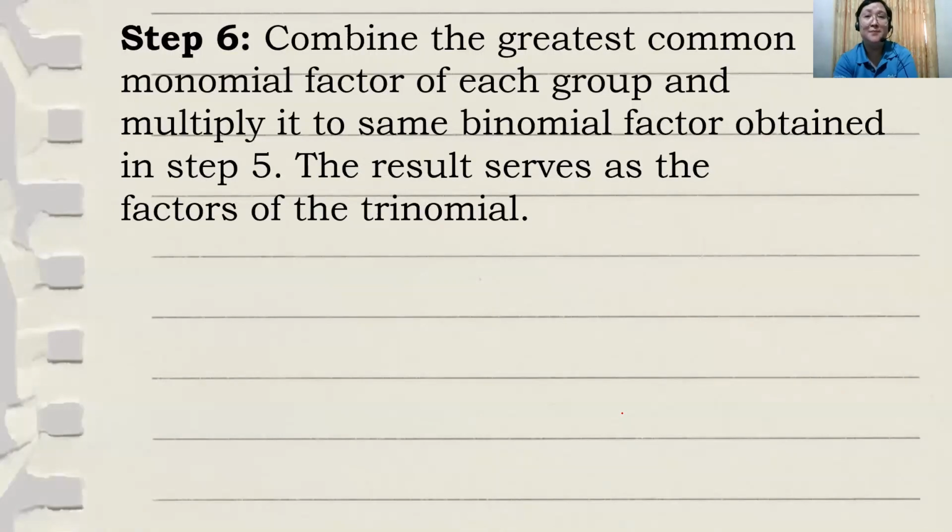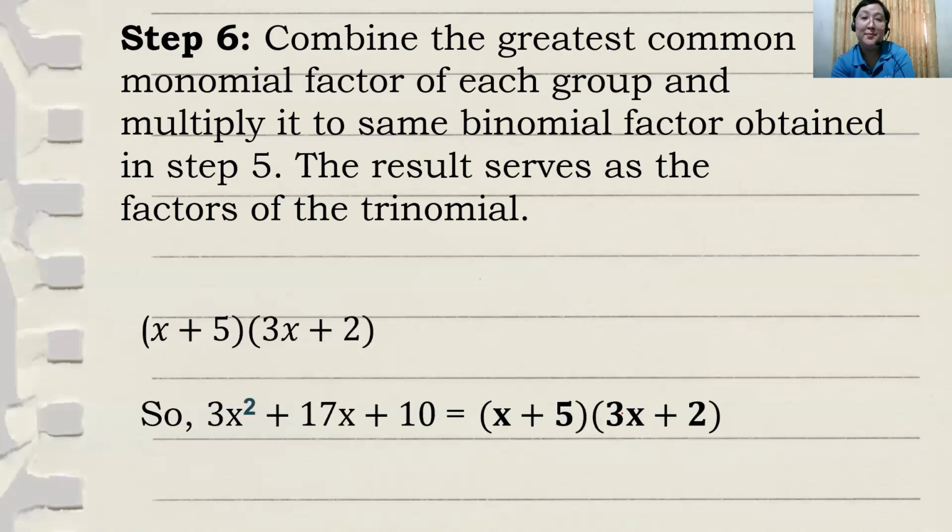And for the last step, combine the greatest common monomial factors that we get from step 5 and their same binomial factor also obtained in step 5. So therefore, the factors of 3x squared plus 17x plus 10 is equal to quantity x plus 5, quantity, multiplied by quantity 3x plus 2, quantity. So this is the factor of 3x squared plus 17x plus 10.